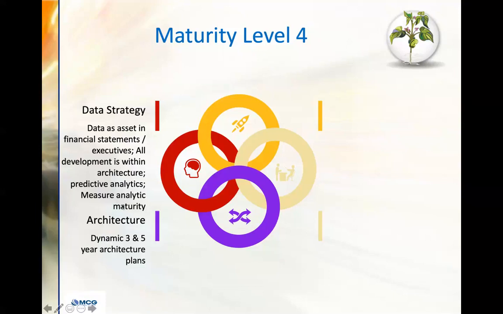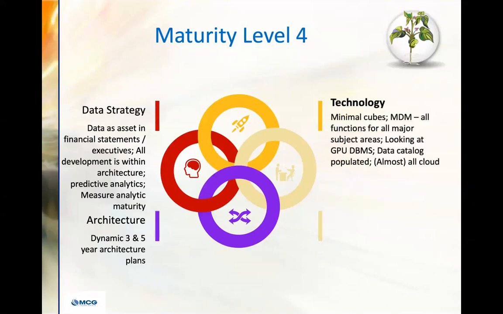So you're also measuring analytic maturity at level 4. You're measuring it to a model, to your model, to what makes sense for you, and you're trying to grow it. You've got dynamic plans. You know they're going to change, so they're dynamic, but you've got some plans in place for where you are going. You've minimized the cubes, which are unnecessary anymore, served their purpose. Now you've got MDM expanding. You're looking at things like GPU databases. You've got your data catalog populated now. It's not just sitting there wondering, what do we do with this? And you're almost all in on the cloud. Yes, you had the cloud plans at level 3, but now you're actually almost all in there on the cloud.